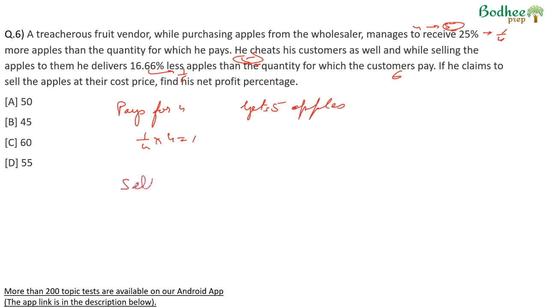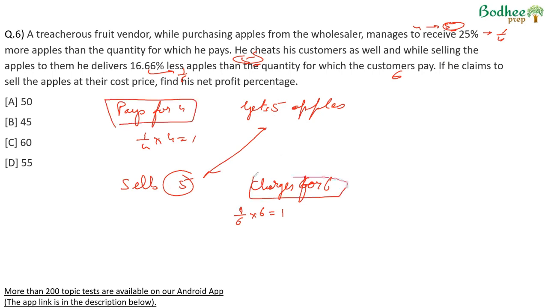When he actually sells 5 apples, he will charge the customer for 6 apples, because according to the question, when he charges for 6, he delivers 16.66% less. So when he charges for 6, he will deliver 1/6 of 6, that is 1 less than 6. So he'll actually sell 5. So when he pays for 4, he gets 5. When he gives 5, he charges for 6. So basically, when he pays for 4, he charges for 6.